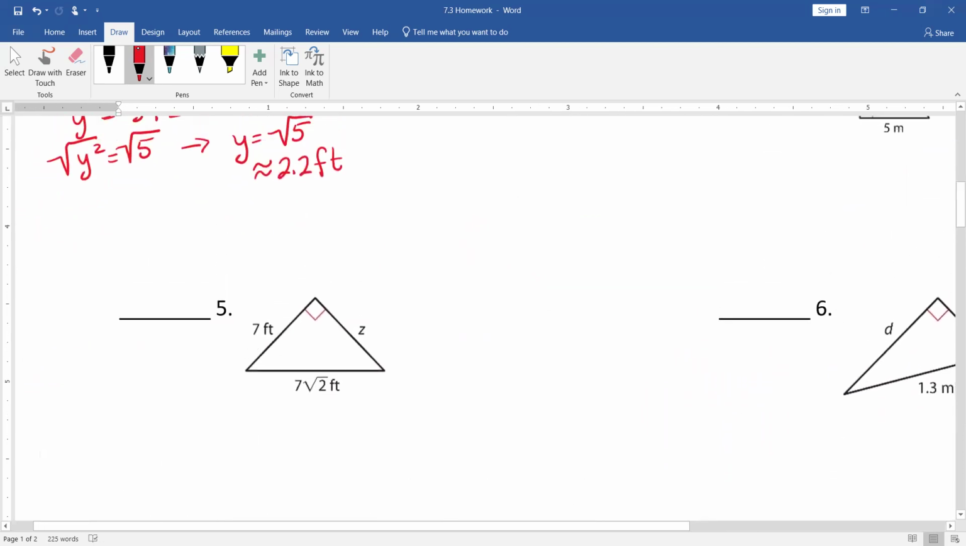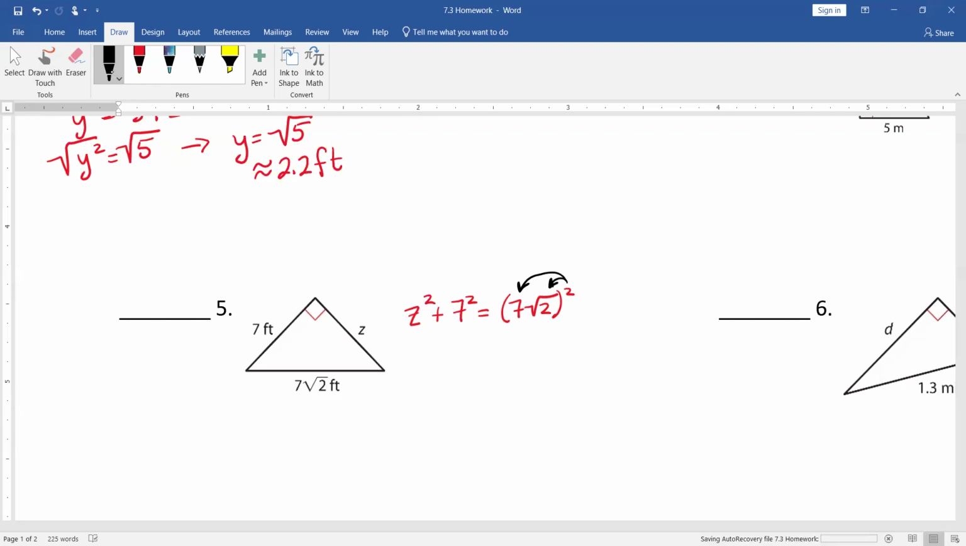Number 5, we have a leg and a hypotenuse. So I'm going to go ahead and start with my z. Leg plus leg squared equals 7 square root of 2 squared. All right, and again, this is a nice review because you can use the distributive property. So this is sort of like the square root of 2 squared and 7 squared.